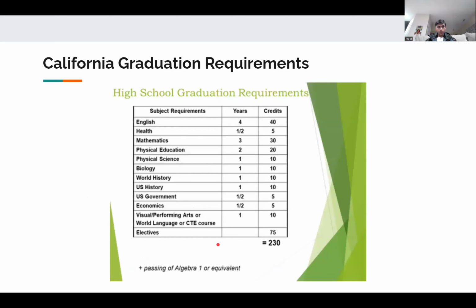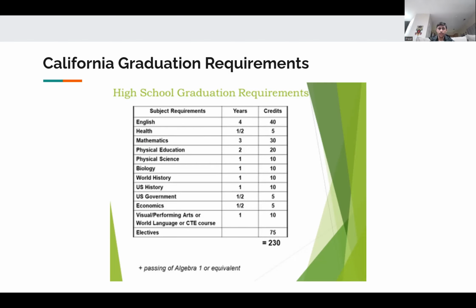So these are the high school requirements. If you notice, throughout the majority of high schools in California, you need to take 4 years of English. That's required for all 4 years of your high school. You need to take half a semester of health. This varies school to school. You need to take 3 years of math recommended, but you need to take at least 2 years of math.